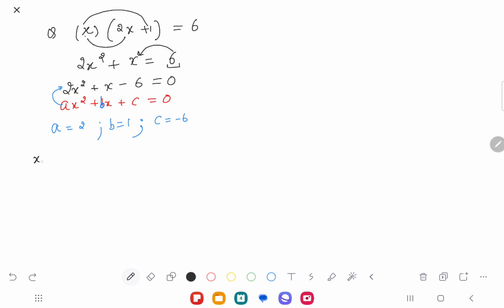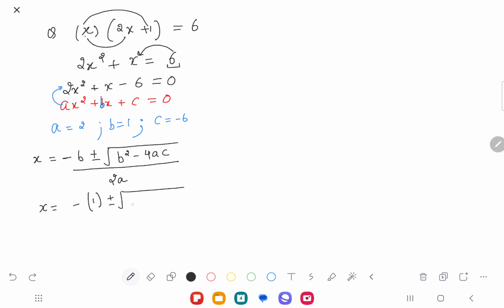And then we have the quadratic formula. And what is that quadratic formula? X is going to be minus b plus minus under root of b square minus 4ac over 2a. So x shall be equal to what? X shall be equal to minus b plus minus under root of b square, so 1 square minus 4 times a, which is 2, and c is minus 6, right? Over 2a. A would be 2.